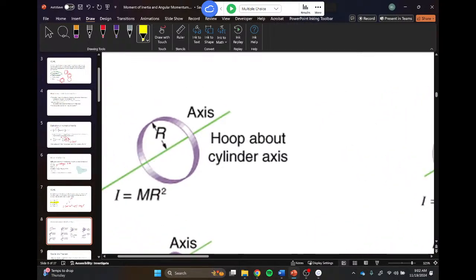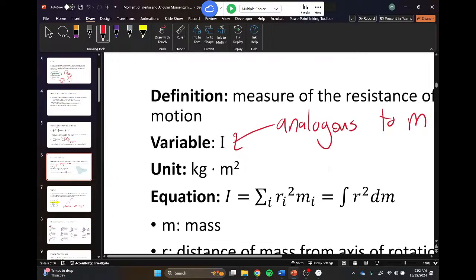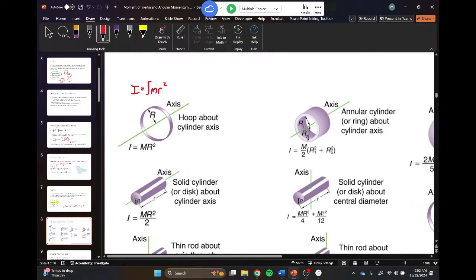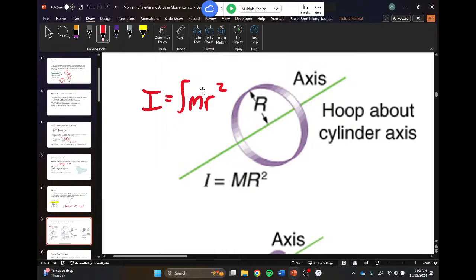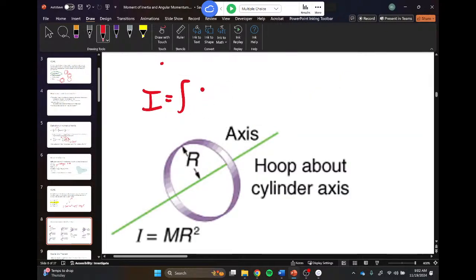This is the easiest one, a hoop, and we can actually do this integral. I is the integral of r squared dm. This one you all can do. On a hoop, every single point mass is a distance r away. So what does that make r? A constant. It's just r squared. What's the integral of dm? M.